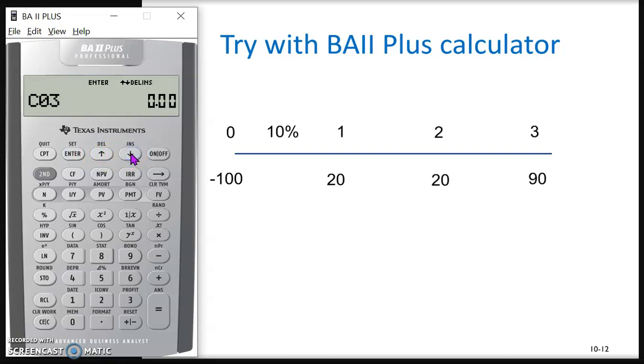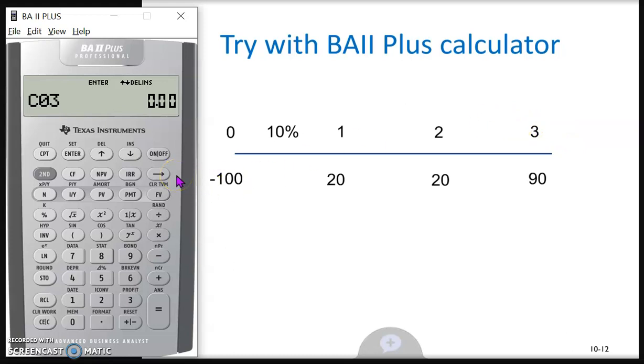If this is a little confusing, you can choose to input cash flow 1 as 20 with a frequency of 1, cash flow 2 as 20 with a frequency of 1, and cash flow 3 as 90 with a frequency of 1. Try the same, you should get the same results.